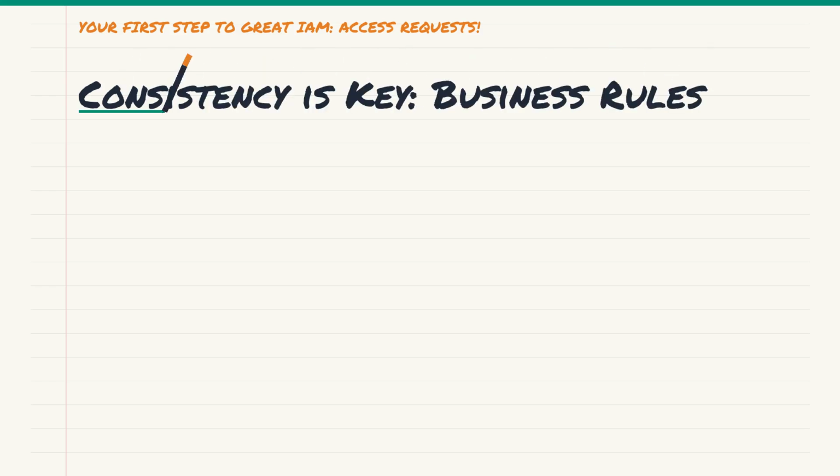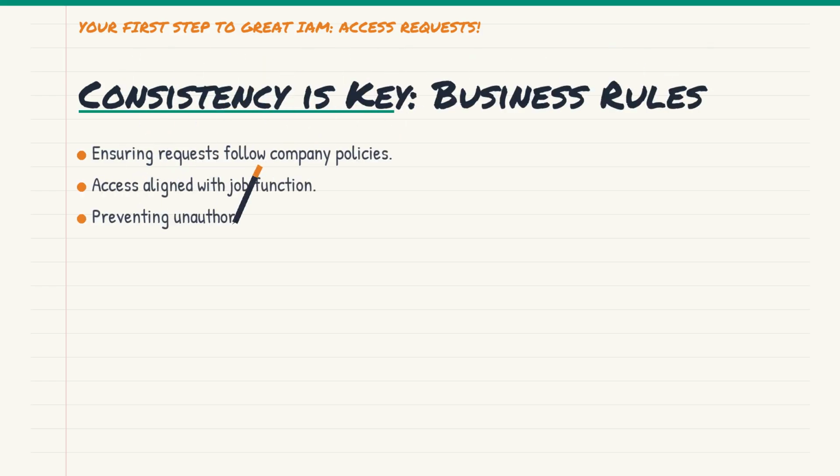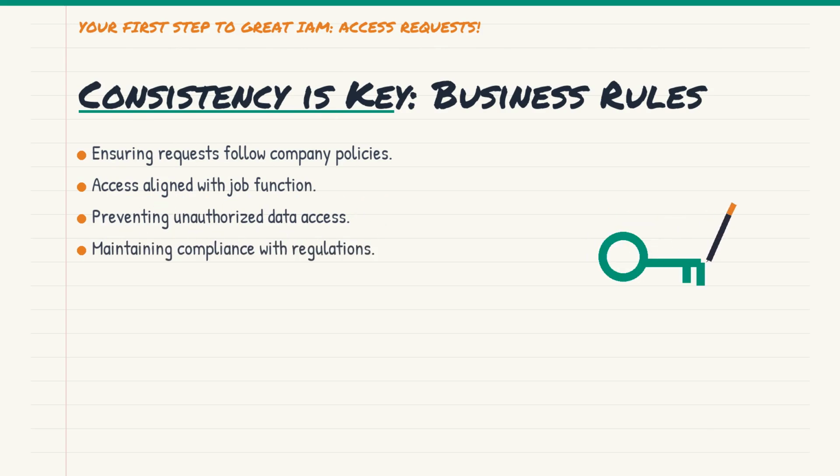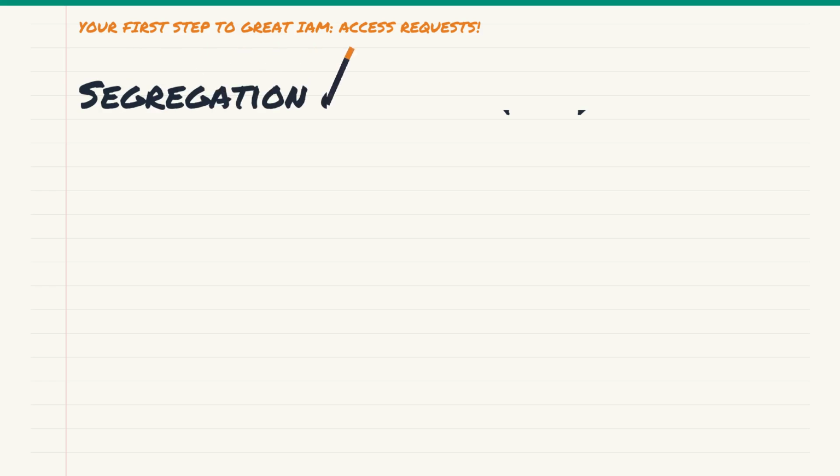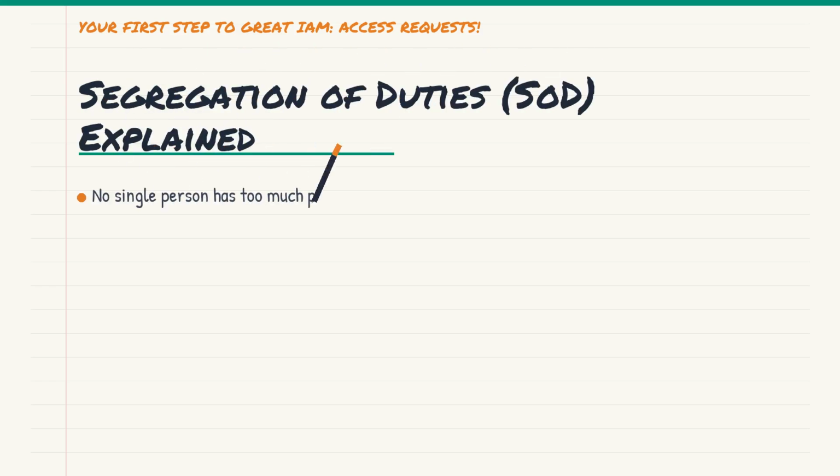So, what kind of business rules are we talking about? These are the established guidelines that dictate how access should be managed. For instance, a rule might state that anyone requesting access to financial data must be in the finance department or have a specific role. Or, a rule might say that access to customer credit card information is only allowed for specific, highly vetted roles. Request validation makes sure that the request aligns with these predefined, important business rules, preventing simple mistakes and ensuring compliance.